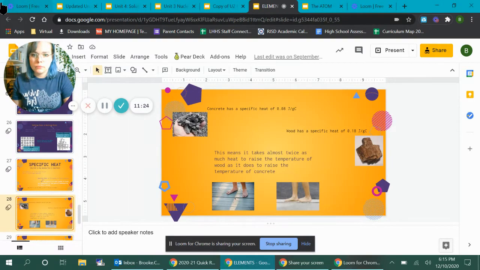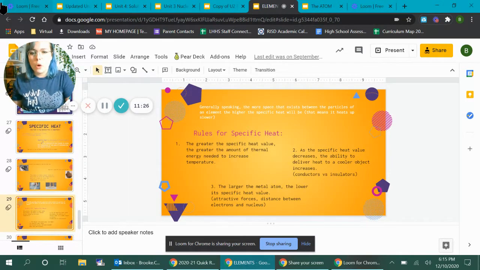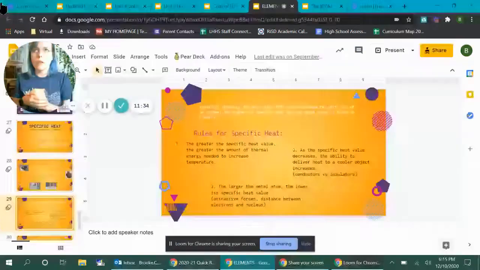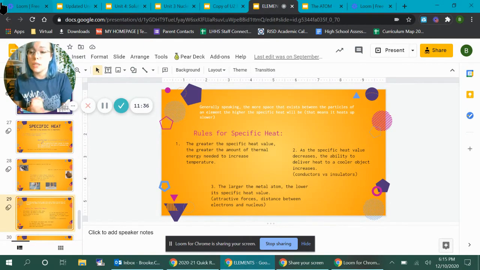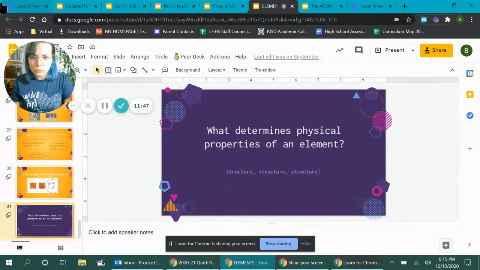The more tightly packed particles are, the easier it's going to be to heat the particles. When things are more spread apart, it takes longer to get heat through the substance. Okay, so remember that structure and bonding kind of gives you the properties of an element.